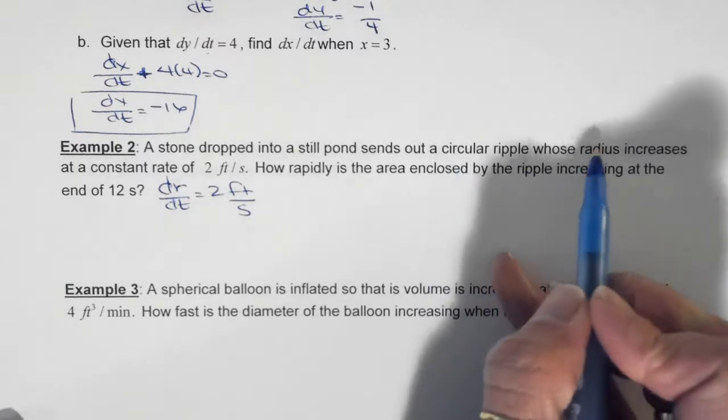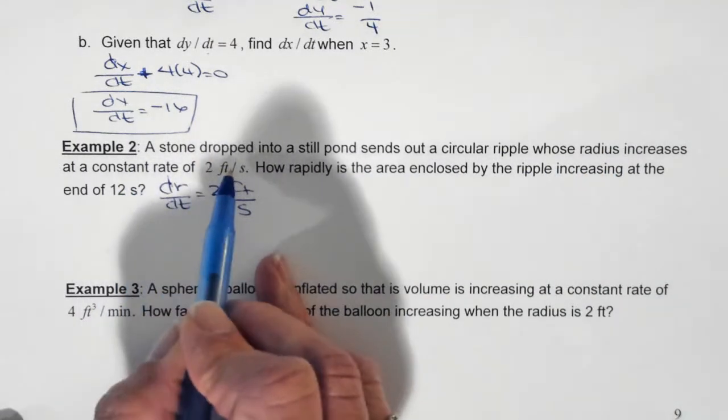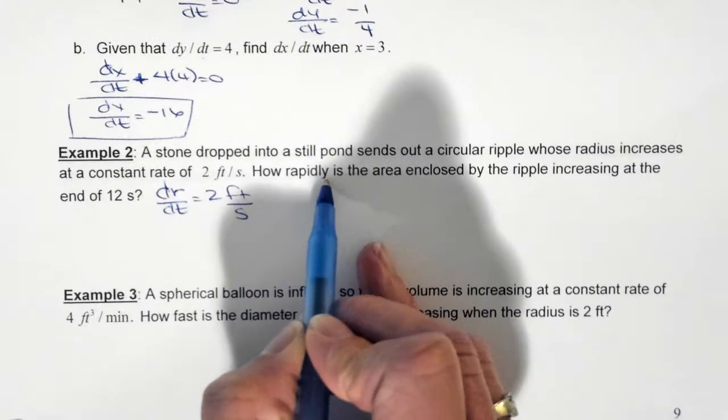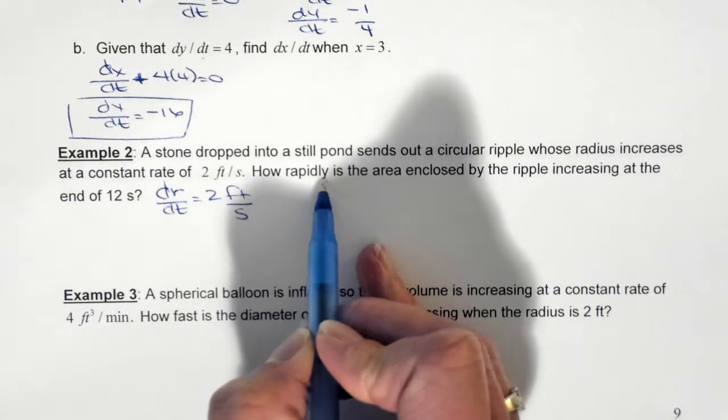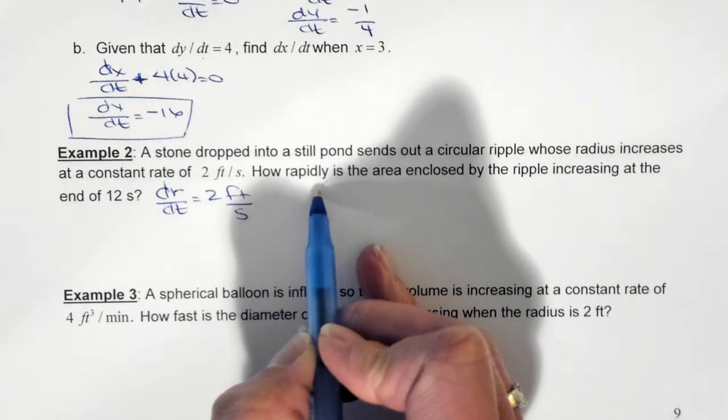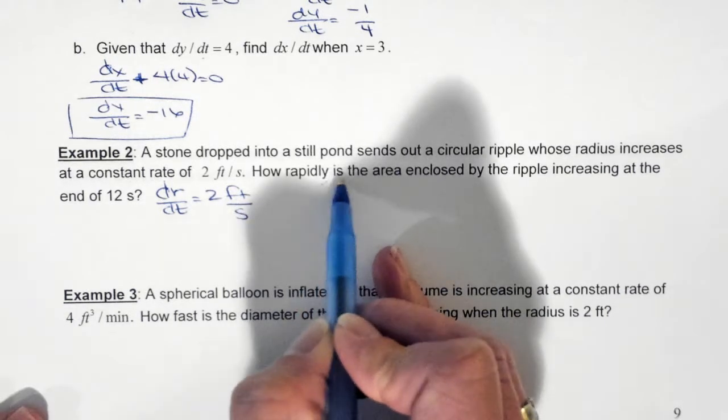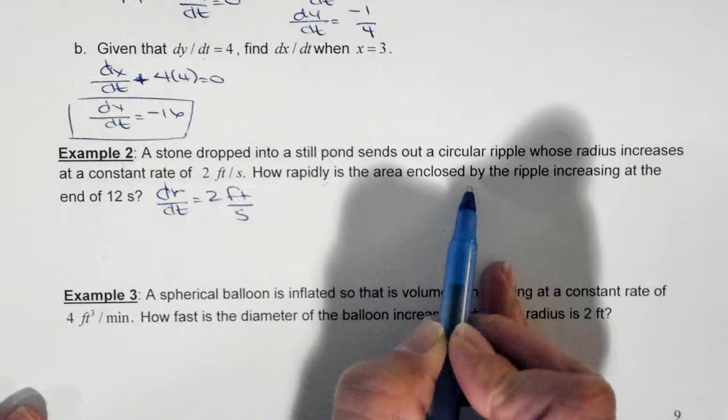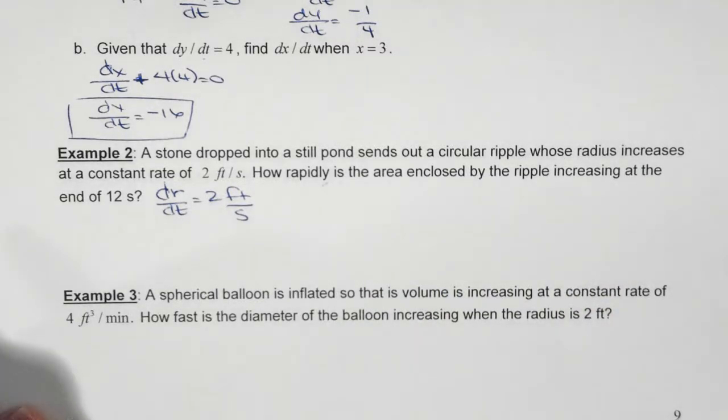Okay, so here we have the radius increases at a constant rate of 2 feet per second. How rapidly? So what does that indicate that we're going to be looking for? Are we looking for a rate? No. Okay. How rapidly is the area enclosed by the ripple increasing? Are we looking for a rate?